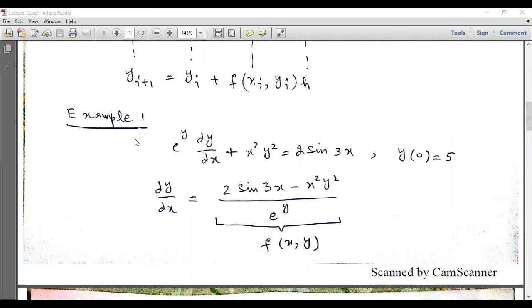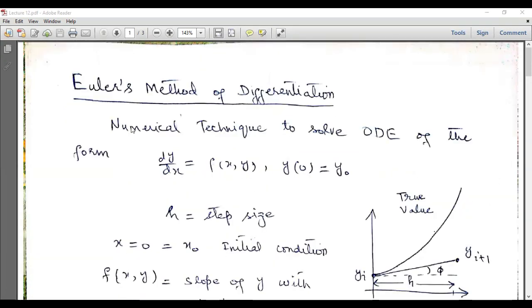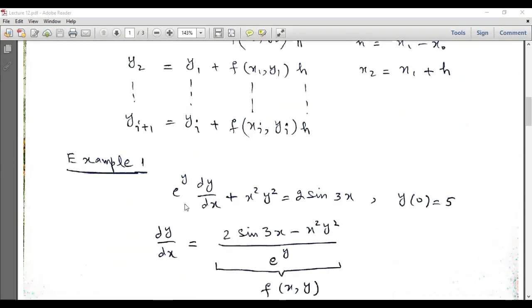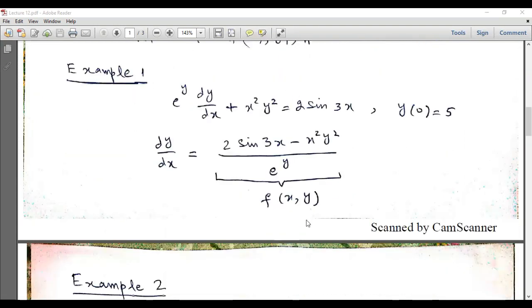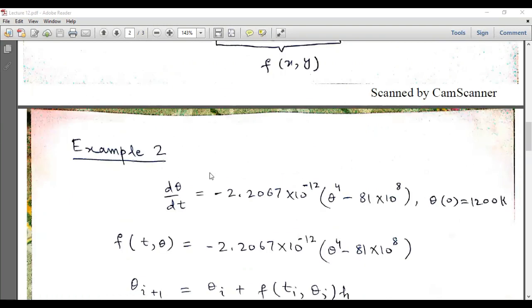So we will solve this example one. This is a very simple example, and in this example we have to represent our differential equation in this form. So we will keep the dy by dx term at the left hand side, and all other terms will be shifted to the right, and this is the initial condition. So this is our f of x y, and this is our dy by dx. So let's solve another example.